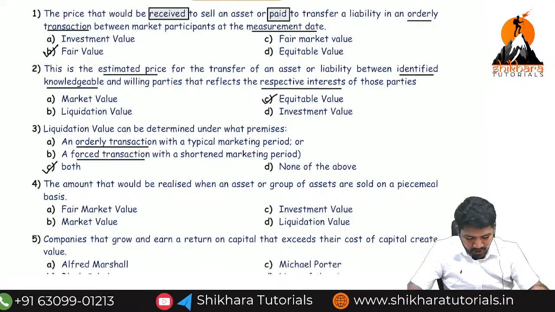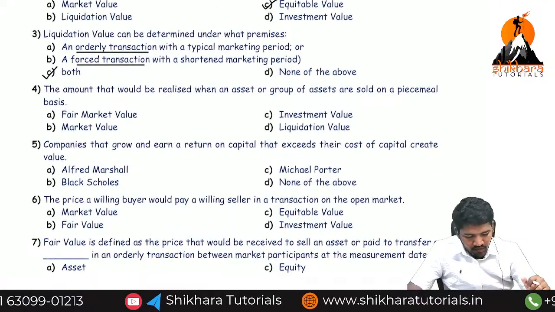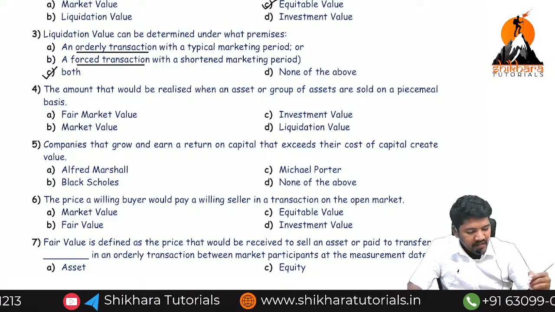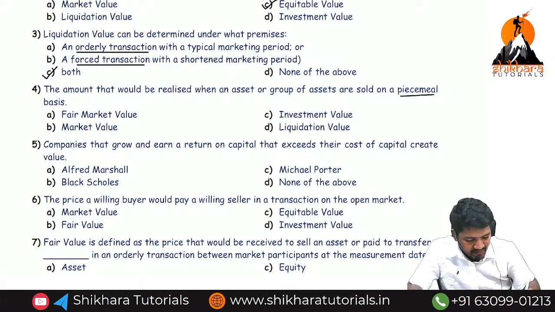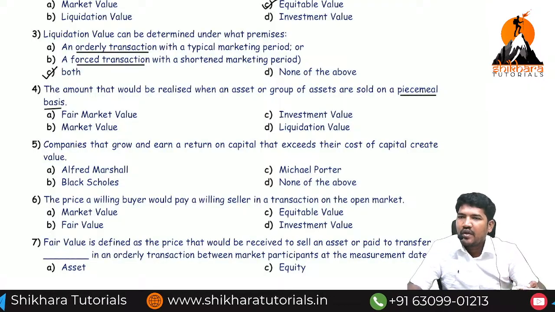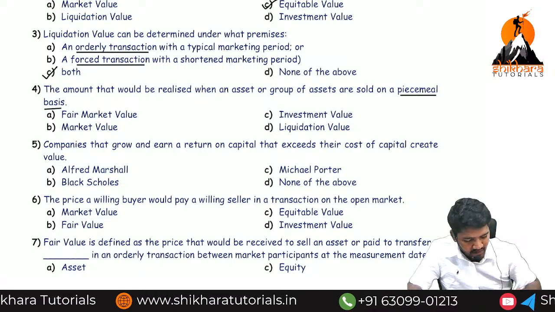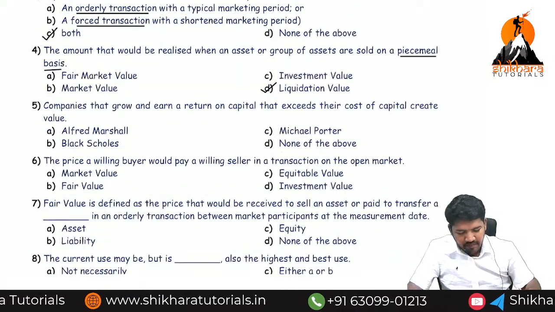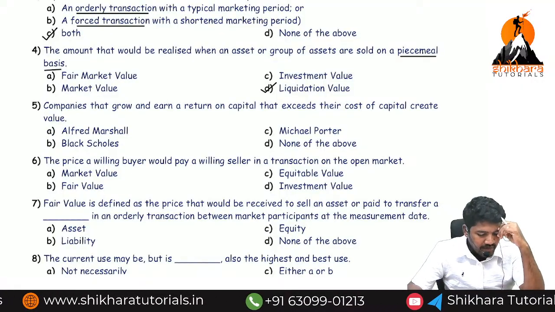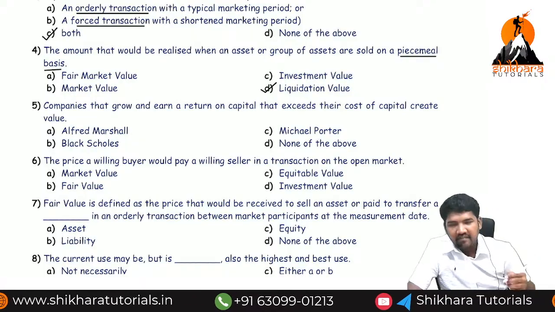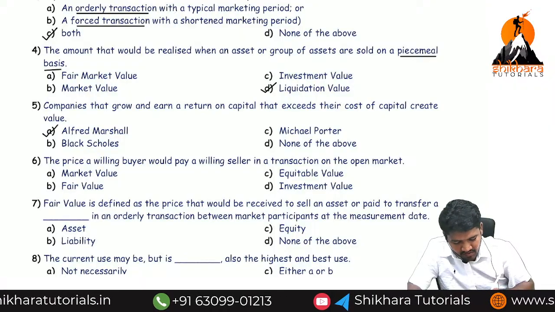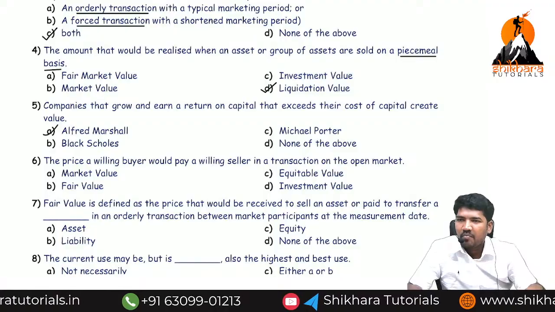Now MCQ number 4. The amount that would be realized when the asset or group of assets is sold on a piecemeal basis. This is a keyword we have, piecemeal basis. Liquidation value. Now what about MCQ number 5? Companies that grow and earn a return on capital that exceeds their cost of capital create value, said by Alfred Marshall. So it's at the top of your material.